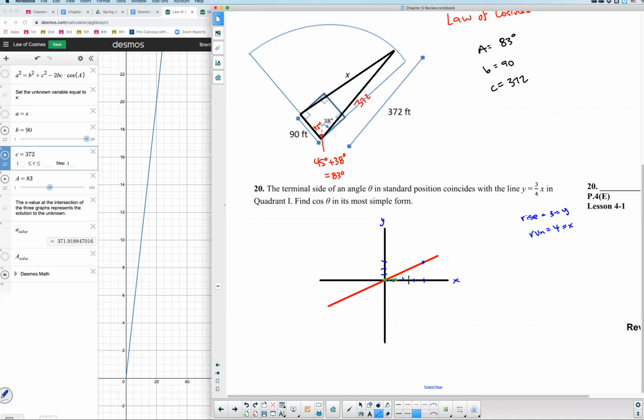If you look at this as a triangle, the cosine would be the x divided by h. What do we know? The run, it says, is 4. That's our x. We need to find our h. If the y is 3, this is a 3, 4, 5 triangle. That means h is 5 by the Pythagorean Theorem. So cosine would be 4/5, and that would be my solution there.